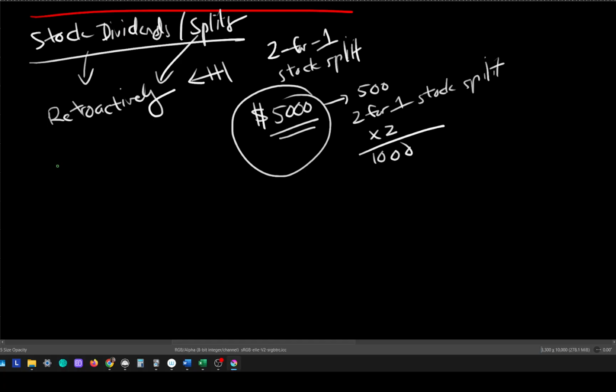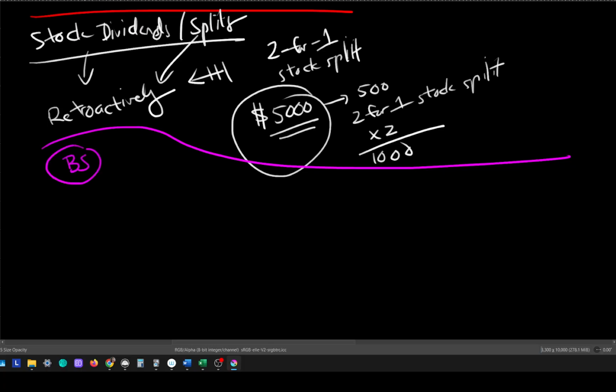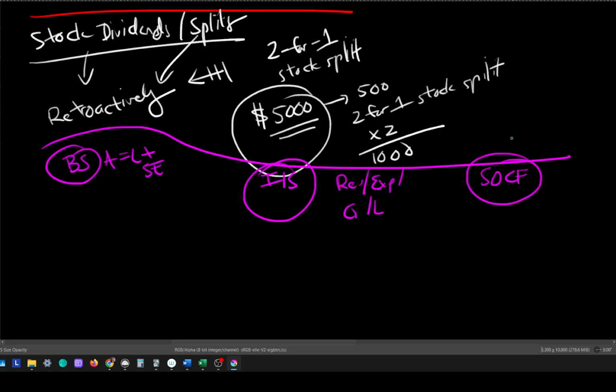Oh, good point. Let's talk about how we treat these. Let's do a color change. Let's go through how we treat these on the financial statements. So just our basic financial statements: balance sheet, A equals L plus SE; income statement, revenues, expenses, gains or losses; and then the statement of cash flows. This one seems to be the one that trips up people the most. Just got to remember where all those categories go.